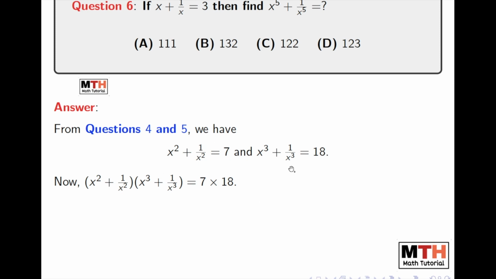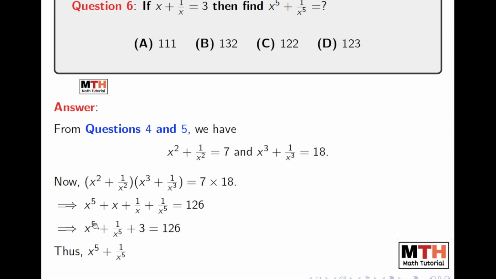Now multiplying them, we get 7 times 18. So if we multiply these two, we get x power 5 plus 1 by x power 5 plus x plus 1 by x, which equals 126. This implies x power 5 plus 1 by x power 5 plus 3, the value of this quantity being 3, equals 126. Thus the value of x power 5 plus 1 by x power 5 is 126 minus 3, which is 123. Thus option D is correct.